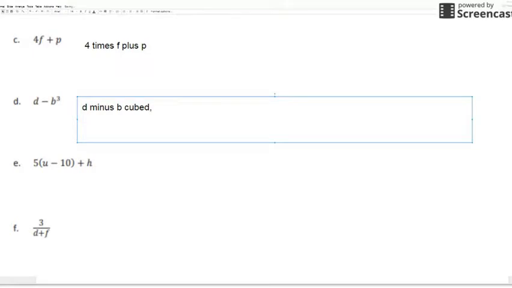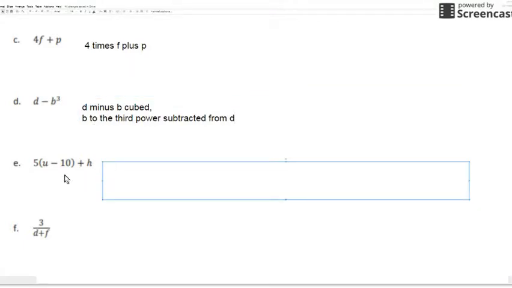Now I'm going to write another one for this one just because I think this one is interesting because of the exponent. So let's try something else. We could say b to the third power subtracted from, going off what we had before, subtracted from d. So kind of writing it backwards. Remember, this is not d subtracted from b to the third power. This is b to the third power being subtracted from d. It's almost like you have to read it backwards. So if you want to try to write another one of your own, go ahead. Otherwise, we're going to move on to the next one.